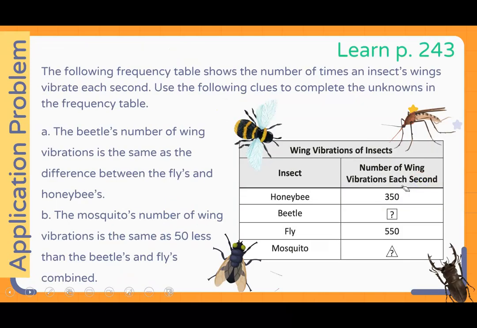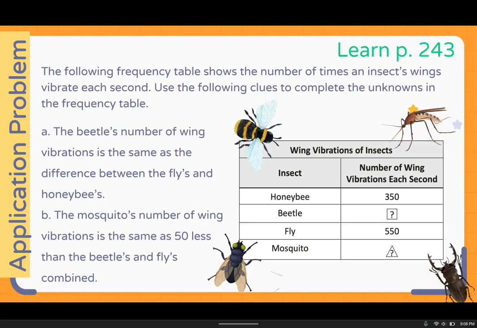All right, Learn Book, page 243. The following frequency table shows the number of times an insect's wings vibrate each second. Use the following clues to complete the unknowns in the frequency table. Remember, if I'm going too fast, pause it, do what you need to do, okay?